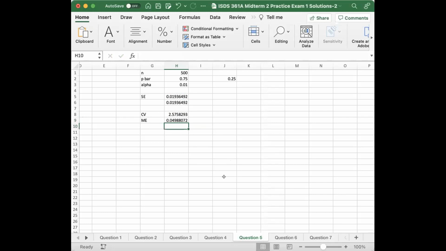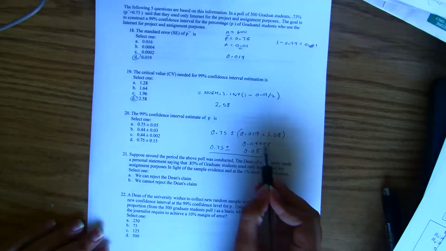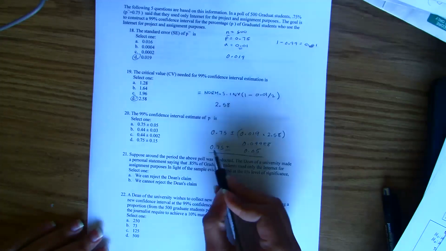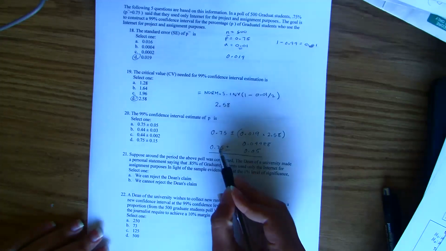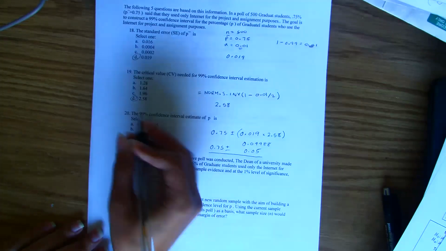Okay, so let's switch back. All right, so I just wrote down what we got, 0.04988. So it's going to be our p bar 0.75 plus or minus 0.05. So that matches with this answer choice. So that would be our answer.